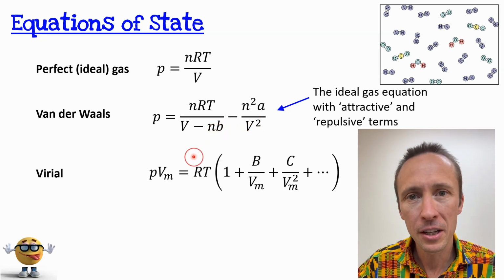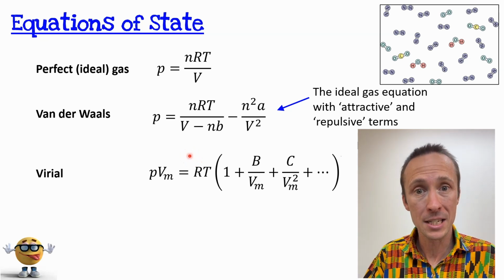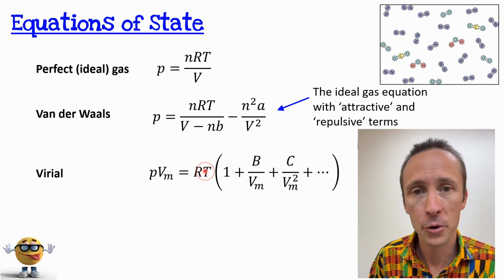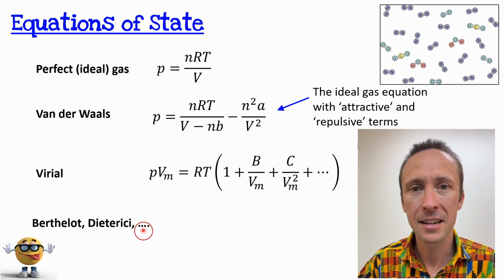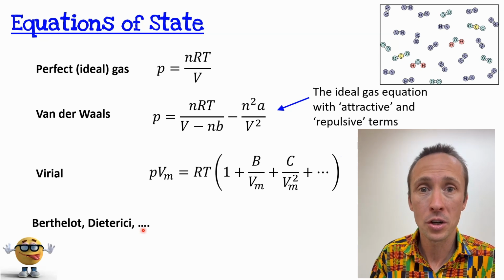There's also the virial equation of state, which is derived empirically, so based on experiment, and we'll use this one too throughout the course. And there are also many, many other equations of state that can come up depending on what gas we're using and which one works the best.